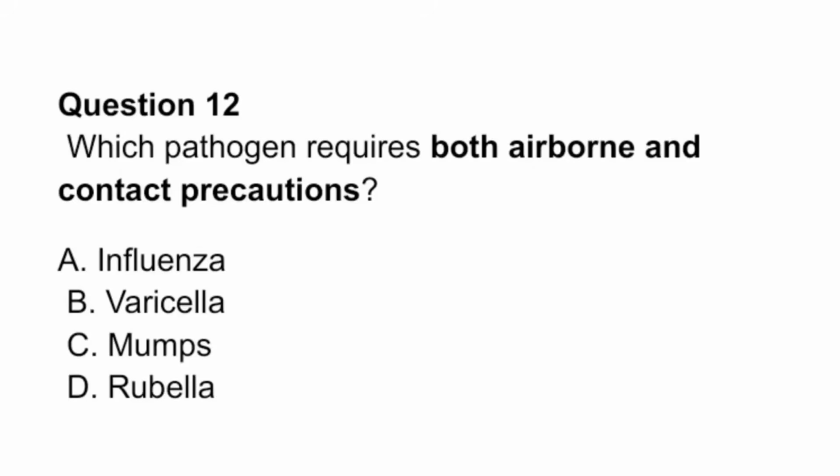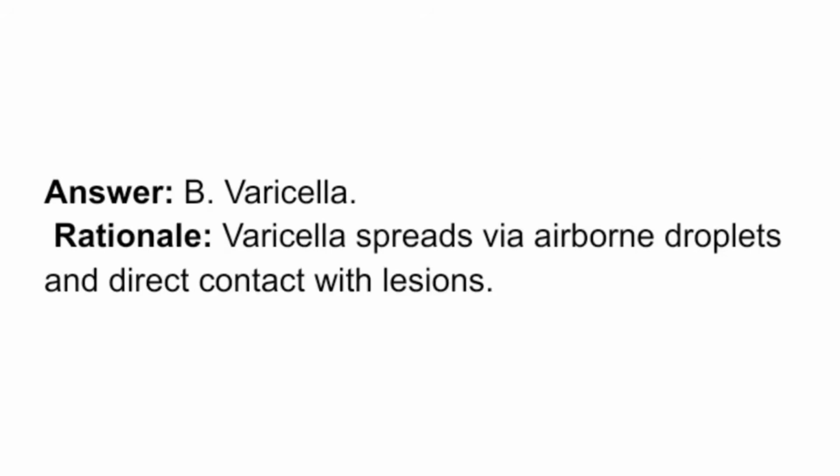Question 12. Which pathogen requires both airborne and contact precautions? A. Influenza. B. Varicella. C. Mumps. D. Rubella. Answer: B. Varicella. Rationale: varicella spreads via airborne droplets and direct contact with lesions.